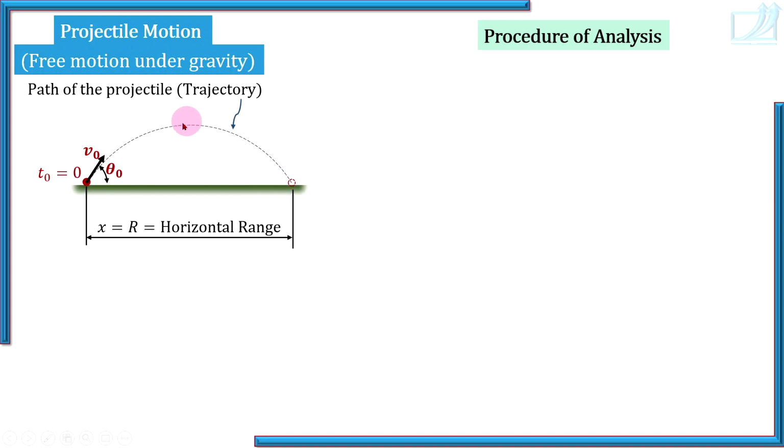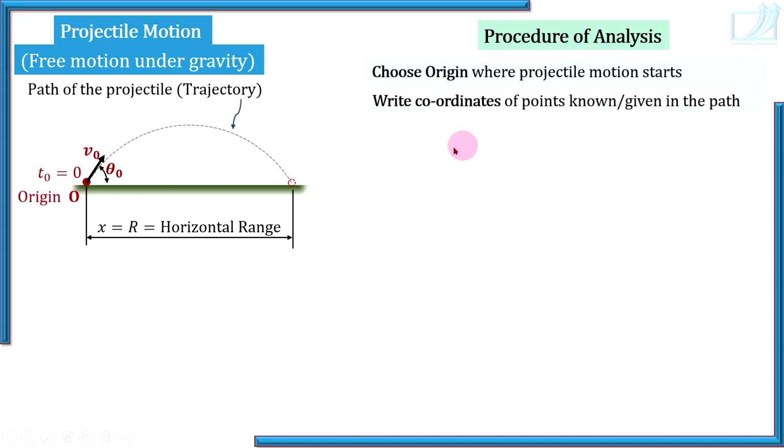Now in a problem on projectile motion, what you know is it is a free motion under gravity, that is motion is fully governed by a single force, and that is gravitational force. And whatever asked about geometry of the motion, that is position, velocity, acceleration, time, we should use a procedure of analysis. What is that? Choose origin where projectile motion starts, write coordinates of points known or given in the path.